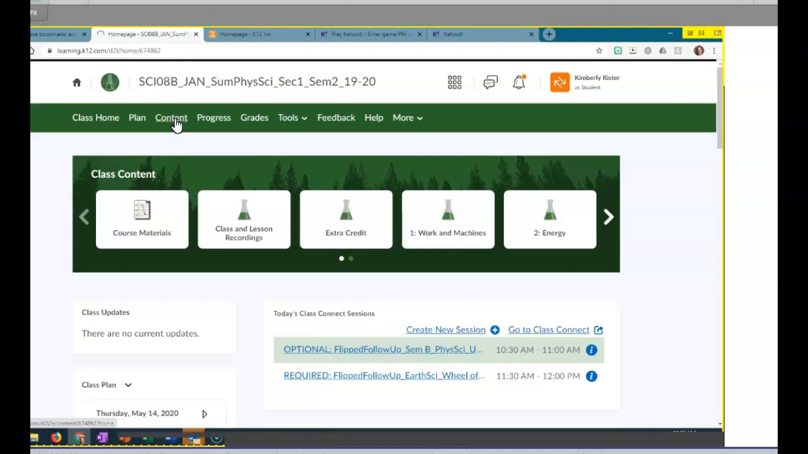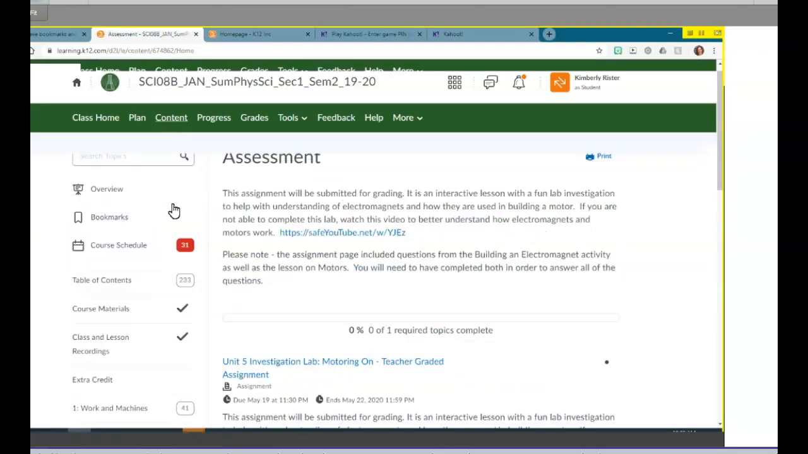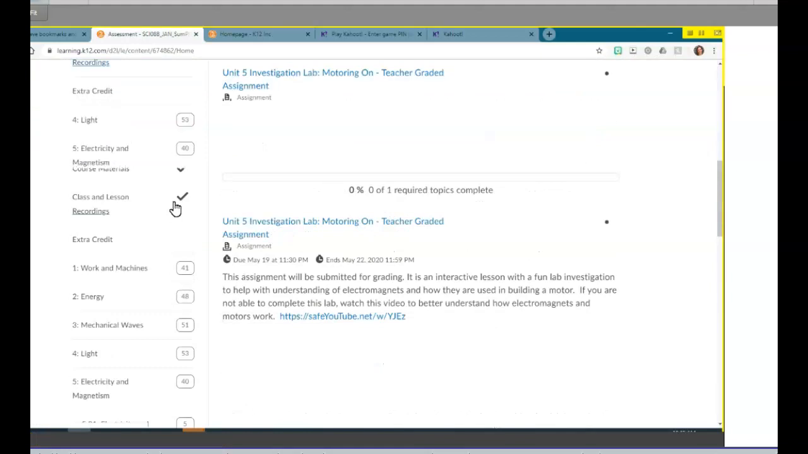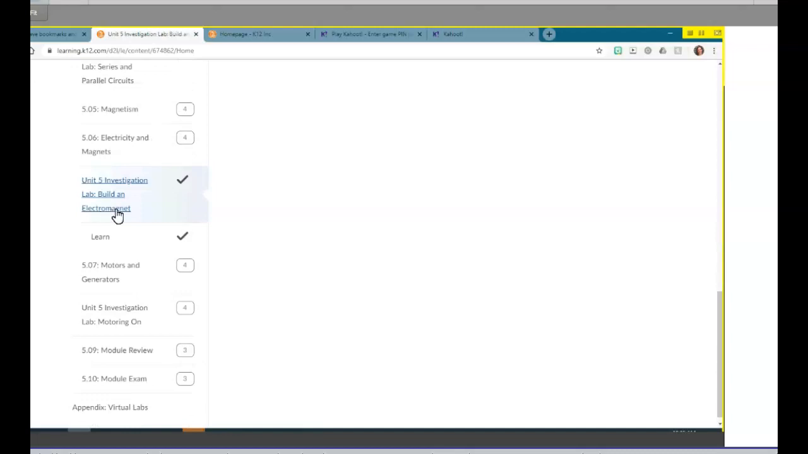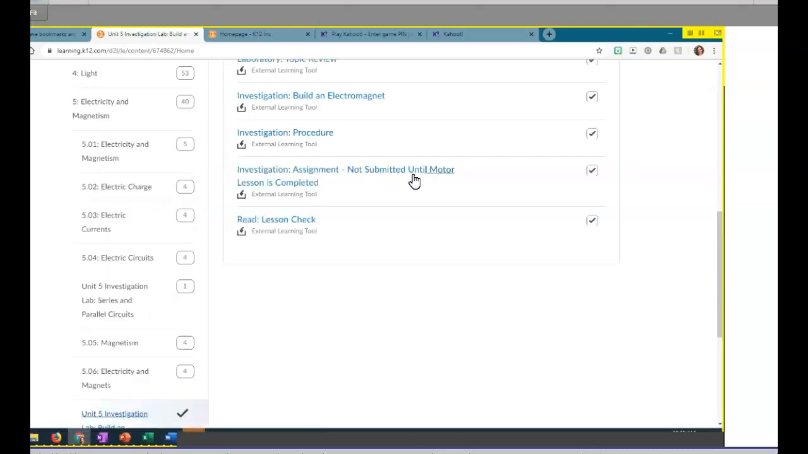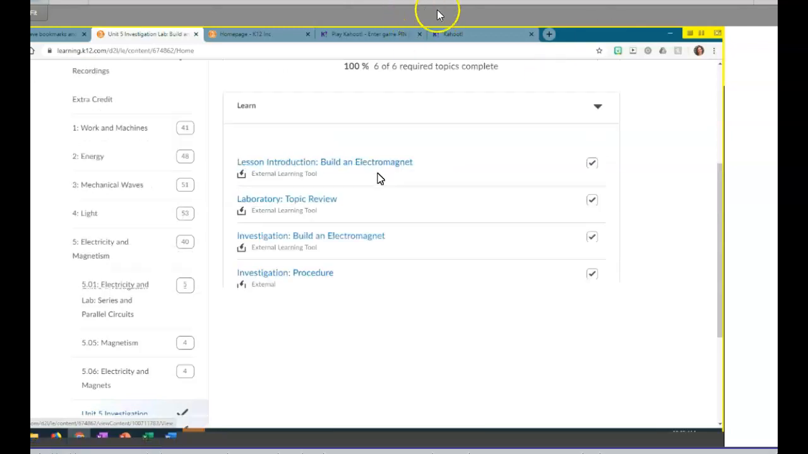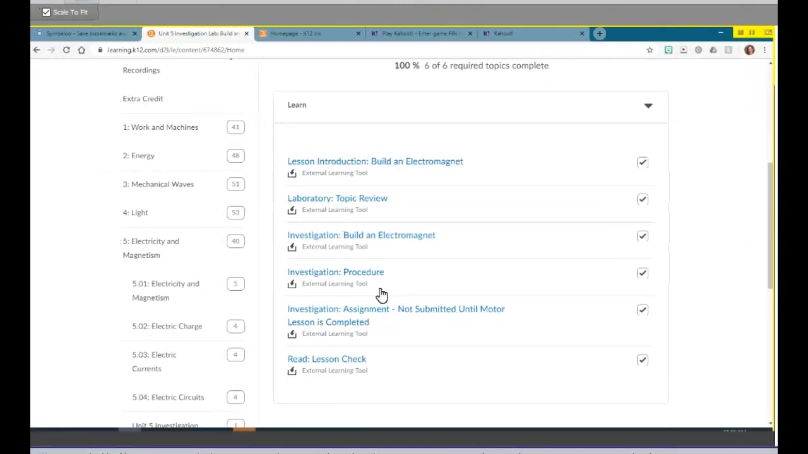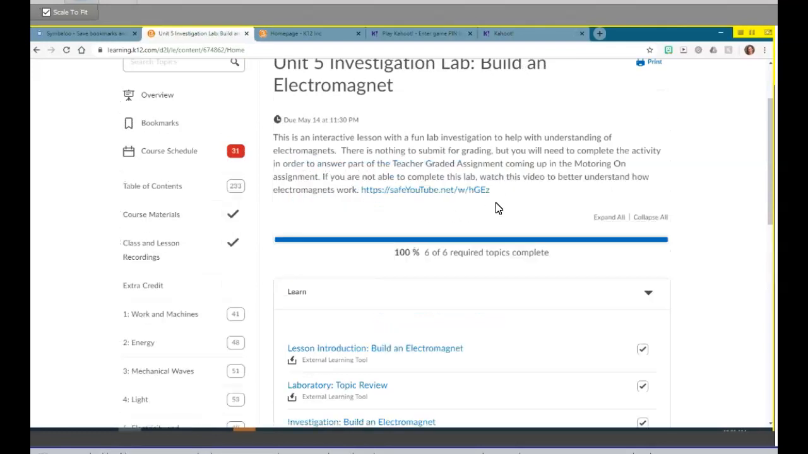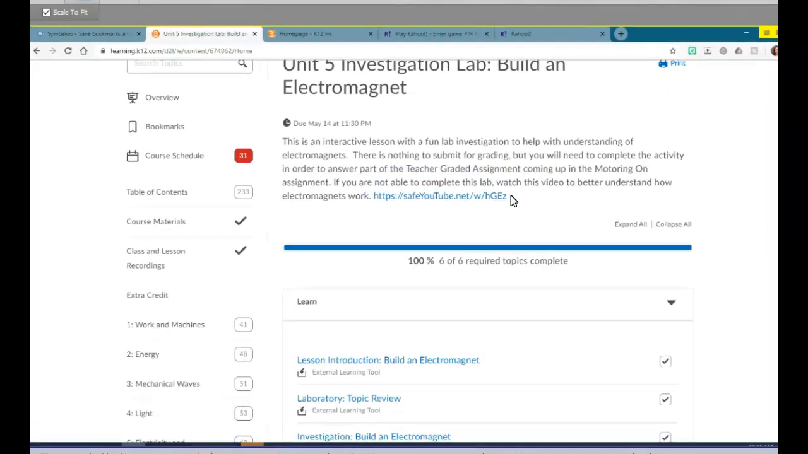it takes so long to load up when I screen share. You scroll down, you can see all the work in Unit 5, and we want to start here with this Build an Electromagnet Lab. This part is not submitted yet, but it is the exact same assignment page. So when you go through these steps to build your electromagnet, or maybe you weren't able to do that, so you watched this video on how to build an electromagnet.